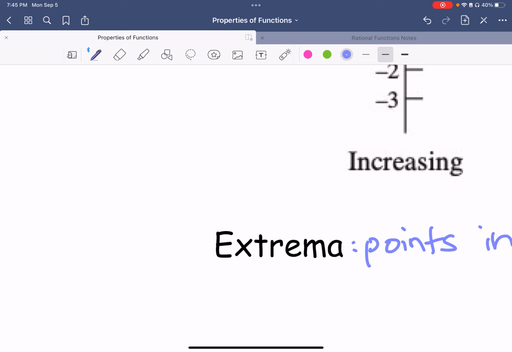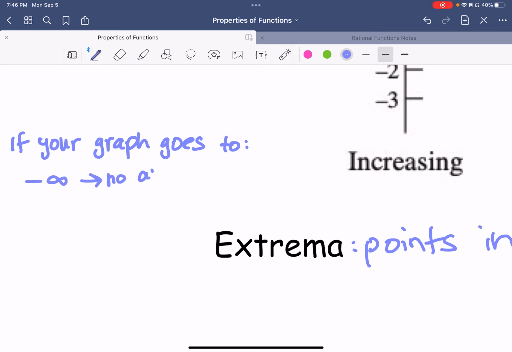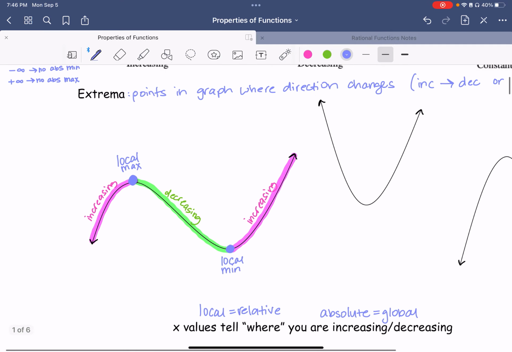Okay, if your graph goes to negative infinity, we'll say there's no absolute minimum. Okay, if it goes to positive infinity, there is no absolute max. Okay, so again, for this one graph, there is no absolute minimum and no absolute maximum.